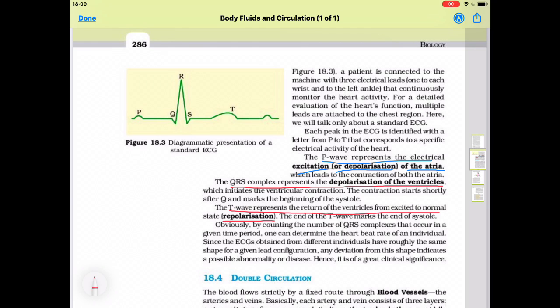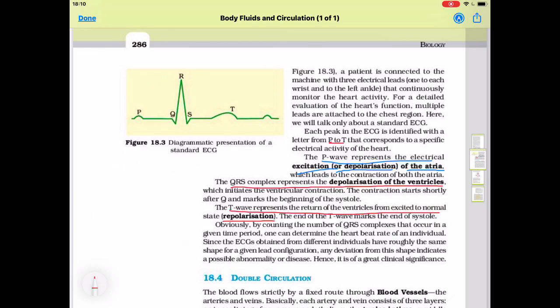Each peak in the ECG is identified with a letter from P to T that corresponds to a specific electrical activity of the heart. The P wave represents the electrical excitation of the atria, that is depolarization, when the systole occurs in the atria, which leads to the contraction of both the atria. The QRS complex represents the depolarization of ventricles, that is the contraction of the ventricles, which initiates the ventricular contraction. The contraction starts shortly after Q and marks the beginning of the ventricular systole.